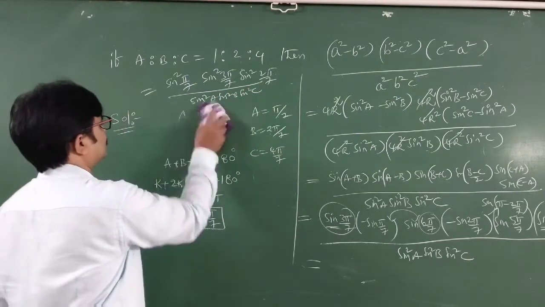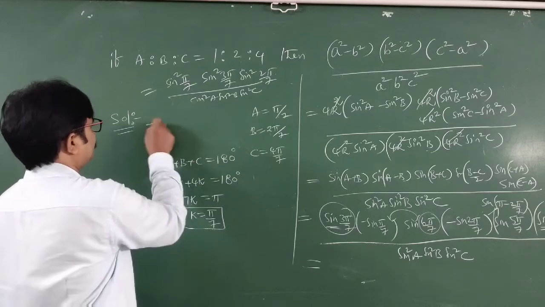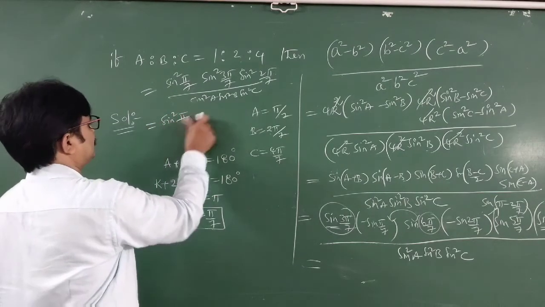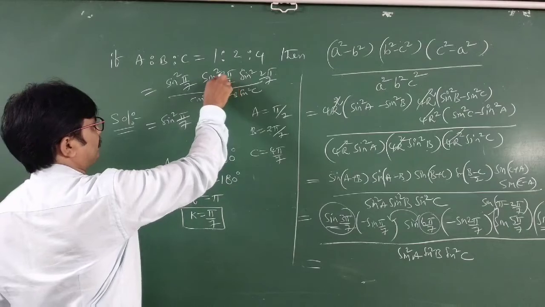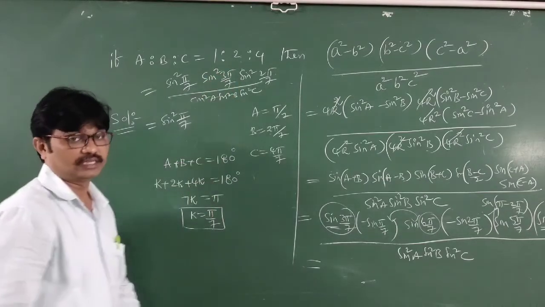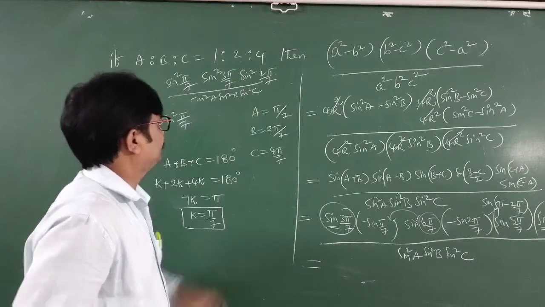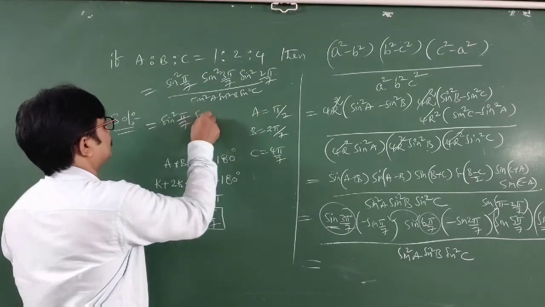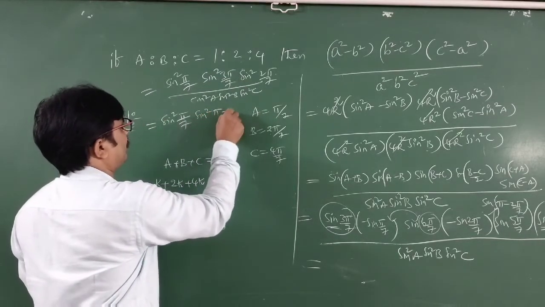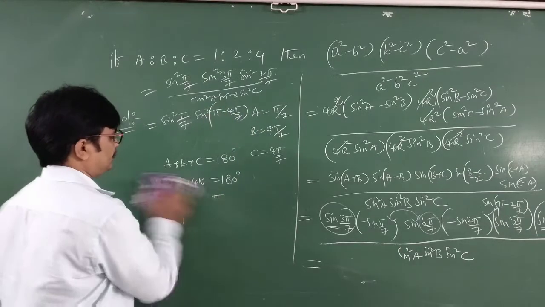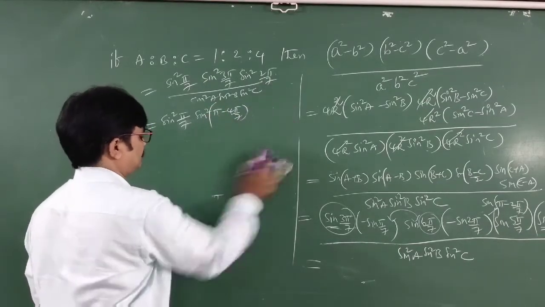Dear students, what we observed here? The sine square pi by 7. How to write this? This is pi minus 4 pi, pi minus 4 pi, that is 7 into pi, 7 pi. How to write this students? The sine square pi minus 4 pi by 7. So students, how can you write this?